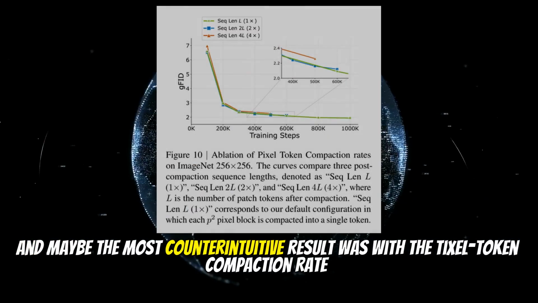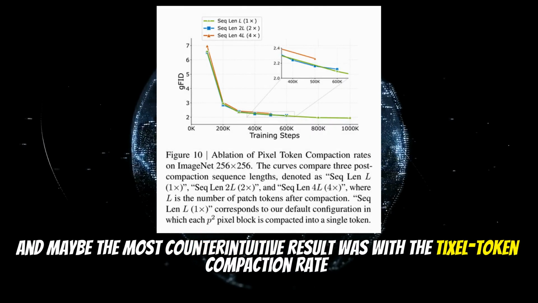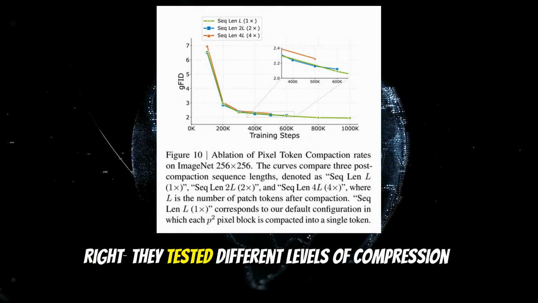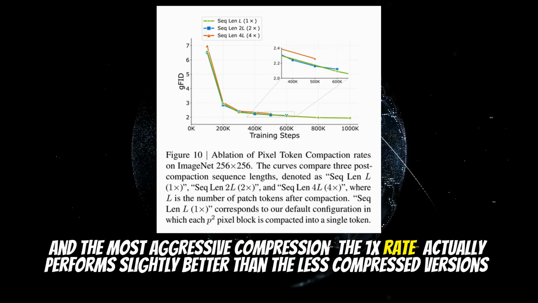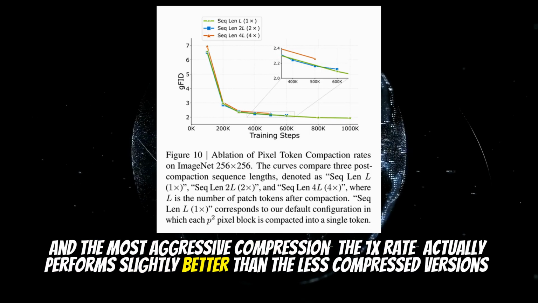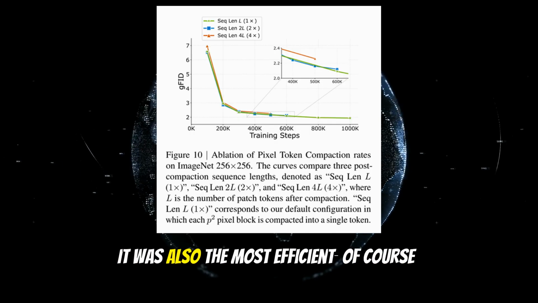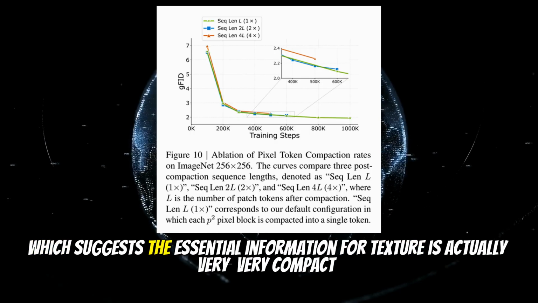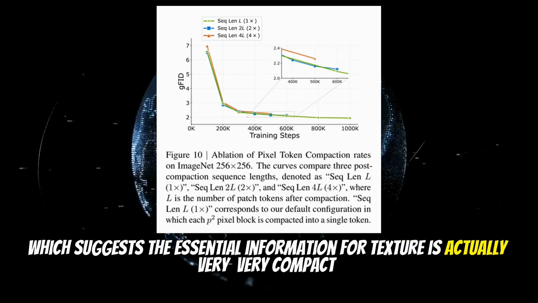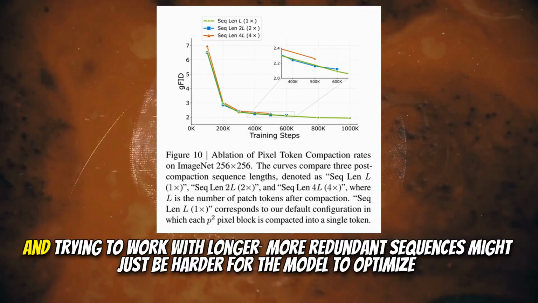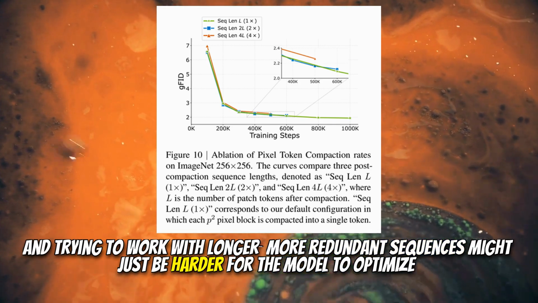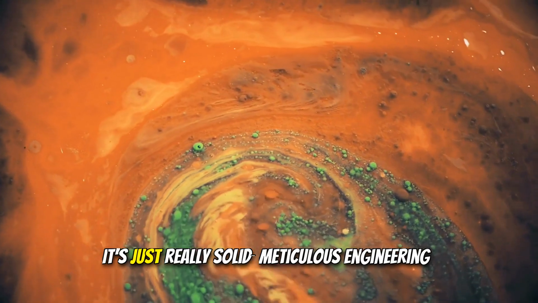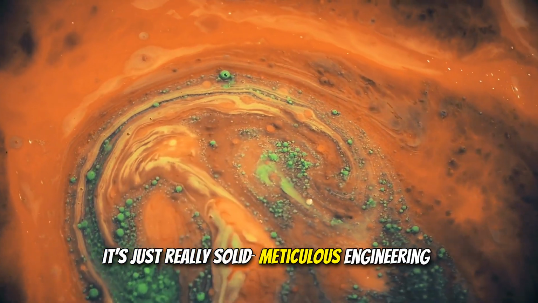And maybe the most counterintuitive result was with the pixel token compaction rate. Right, they tested different levels of compression. And the most aggressive compression, the 1x rate, actually performed slightly better than the less compressed versions. It was also the most efficient, of course. Which suggests the essential information for texture is actually very, very compact. Yeah. And trying to work with longer, more redundant sequences might just be harder for the model to optimize. It's just really solid, meticulous engineering.